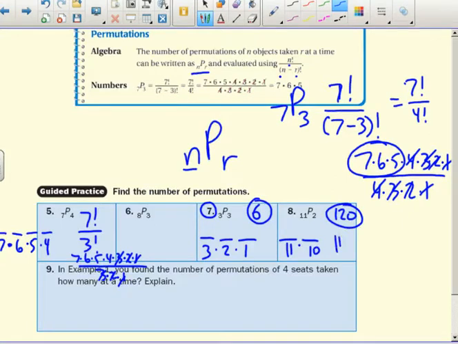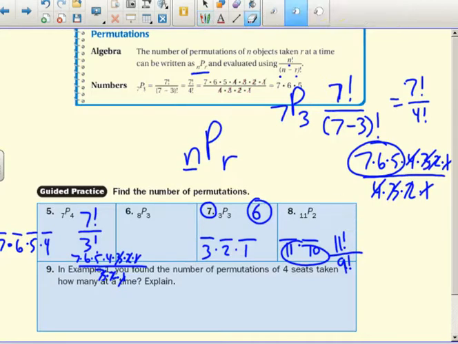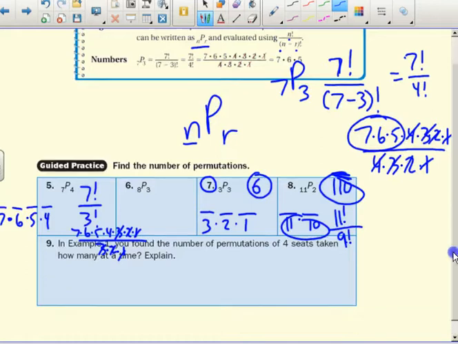Using my formula, I would have 11 factorial over 11 minus 2 factorial, which is 9 factorial. So pretty much 9, 8, 7, 6, 5, 4, 3, 2, 1 is going to divide out for both. We're left with 11 times 10, which gets me the, sorry, that's not right. It's not 120, it's 110. 110 is the answer for number 8, because 11 times 10 is 110. Okay, number 9.